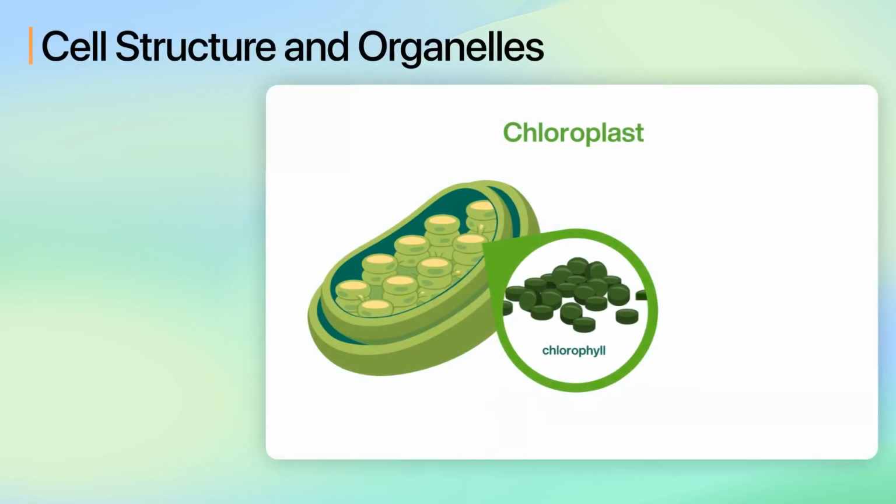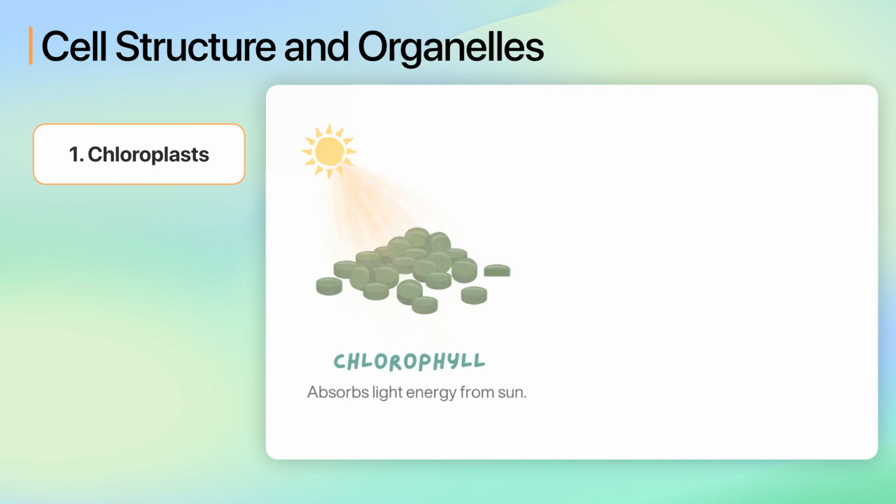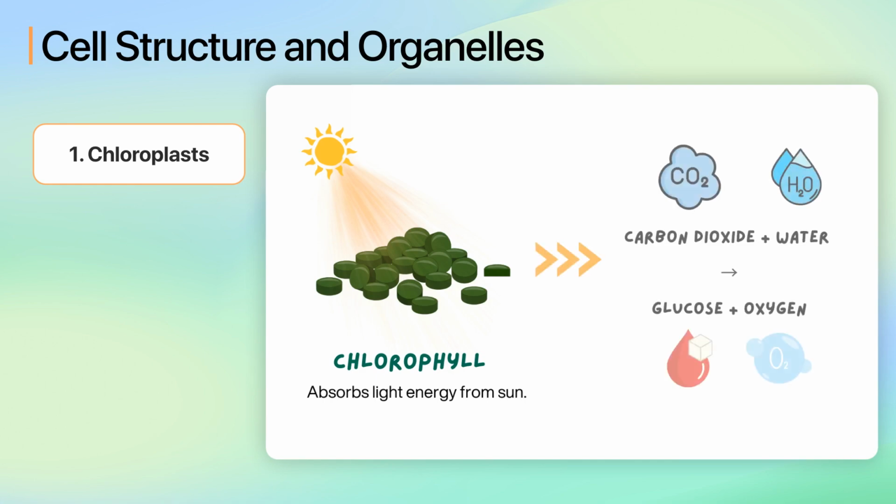Firstly, plant cells contain chloroplasts, which are the site of photosynthesis, a critical process for the plant's survival and growth. Photosynthesis converts light energy into chemical energy, producing food for the plant in the form of glucose. Chloroplasts contain a green pigment called chlorophyll, which captures light energy. This pigment is responsible for the green color of plants, and essentially captures the light required for photosynthesis. Without chloroplasts, plants would be unable to produce their own food and grow.